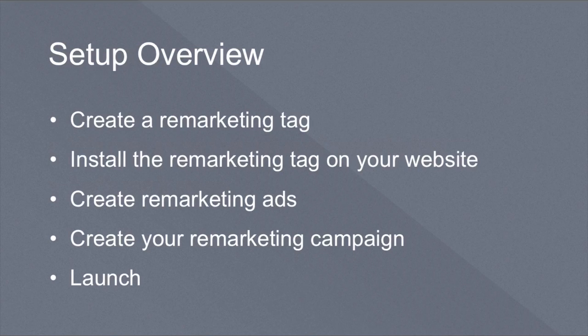So here's an overview of the whole process. The first thing we do is we create something called a remarketing tag. I'll explain that more in detail in a moment, and that's going to be the focus of this particular video. Once we have that tag, we need to install it on our website. So as we found with conversion tracking earlier in the training, we need to have access to our website to be able to add code to it. Once we've got that, in the next video we're going to look at how to create some ads, and then we're going to look at how to build the campaign, and then finally launch it. So that's the steps that we're going to go through. So this video we're going to focus on tag creation. I'm going to show you how to do that.